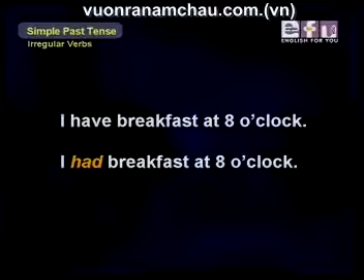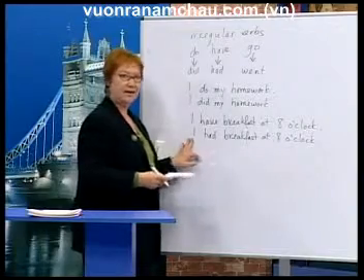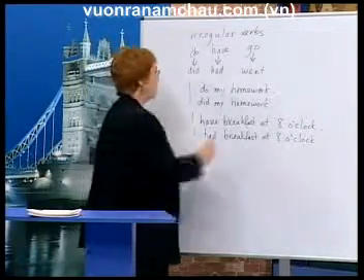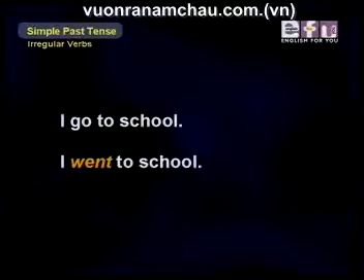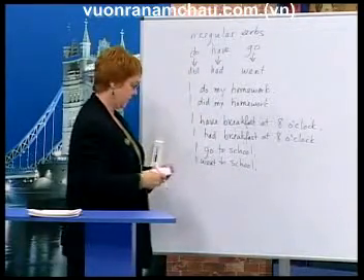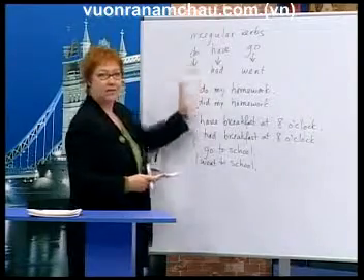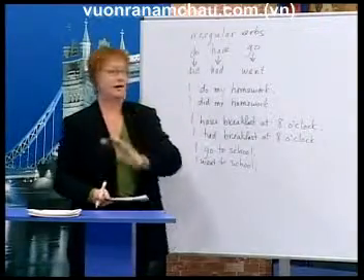I had breakfast at 8 o'clock today. I had breakfast at 8 o'clock. And then one more example for go. I go to school. I went to school. Okay? All right, so there's 3 examples for you. And remember, it's the same for everybody. I, you, he, she, it, we, you, and they.